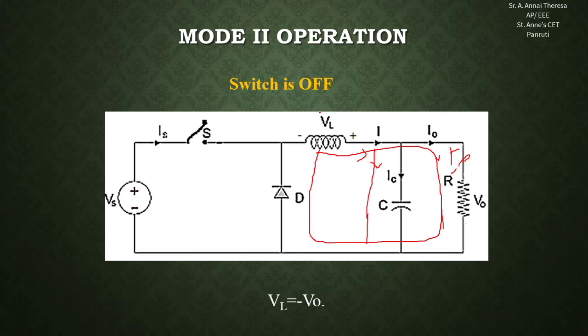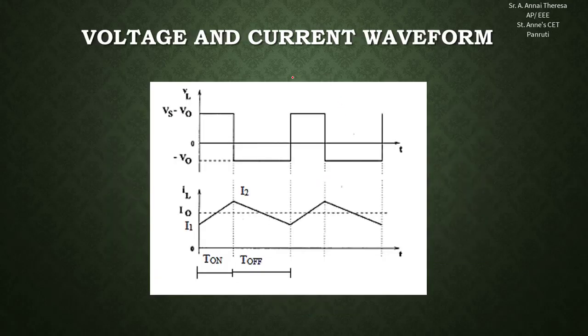The voltage across this inductor will be minus V0, because it has changed its polarity during its discharging condition. There is no supply voltage also, so VL is equal to minus V0. This is the second mode of operation. So now let us see the voltage and current waveforms.